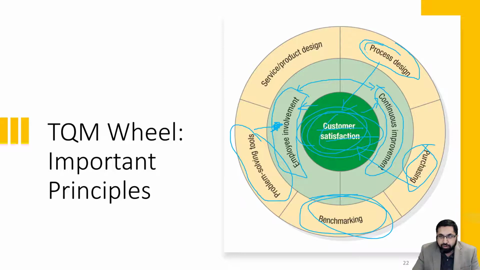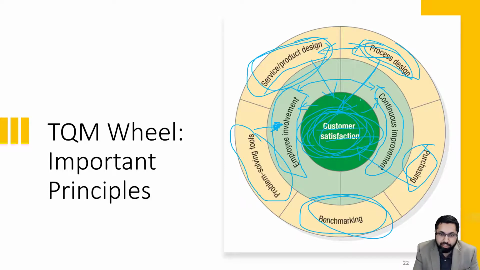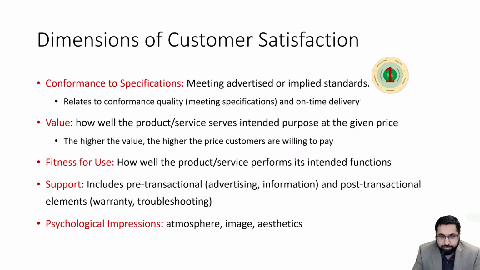Right? Just like process design, product and service design, both of these things kind of go hand in hand, and you have to do both of them by keeping customer satisfaction in the mind. So the design of the service and the product must be driven by customer satisfaction concerns, and also the design of the process. If you do all of that, that is like implementing TQM in a company.